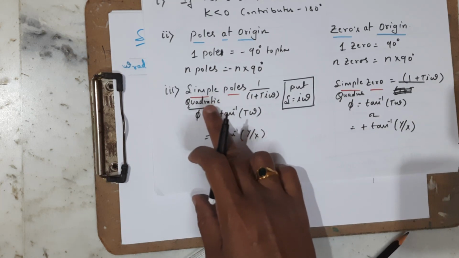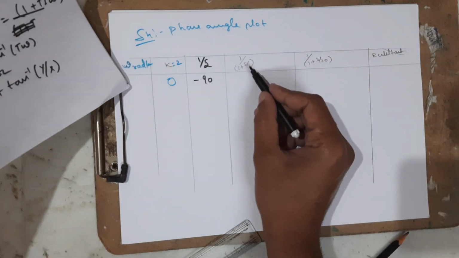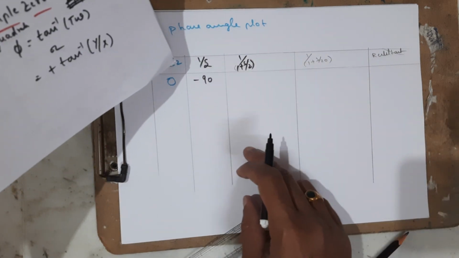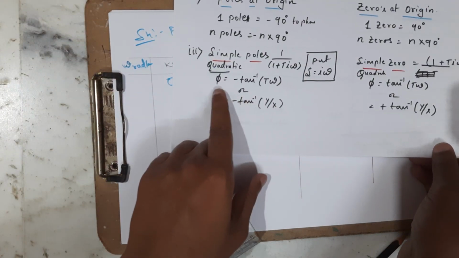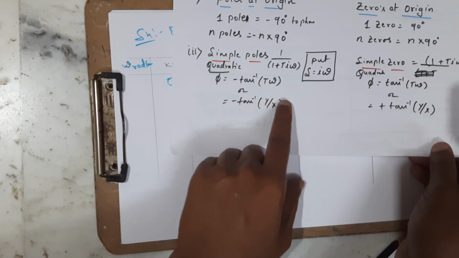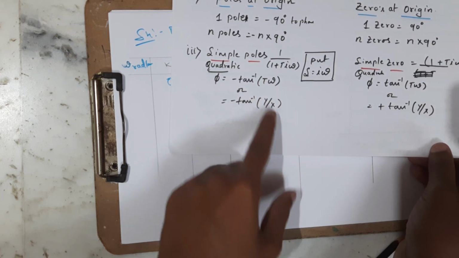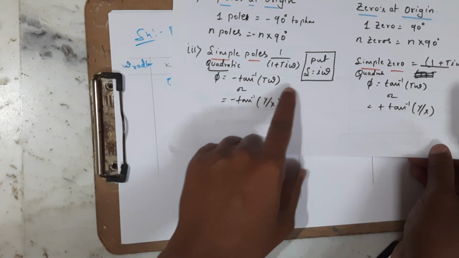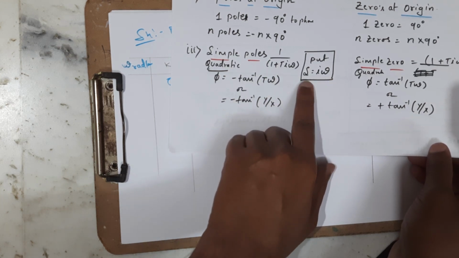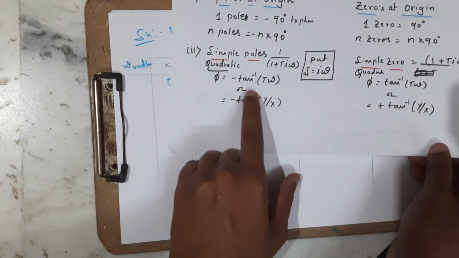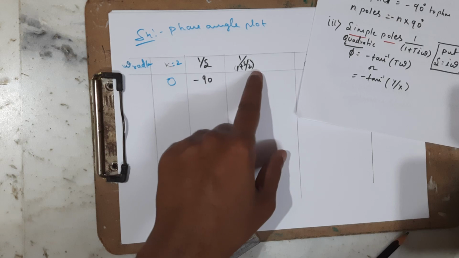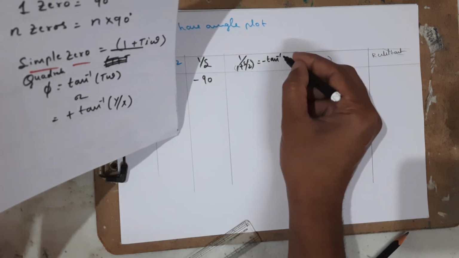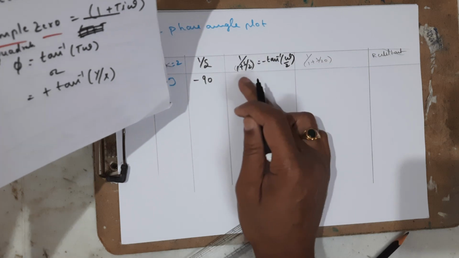Next we have simple poles. The first simple pole is 1 by 1 plus s by 2. What is the contribution of this? It is going to contribute minus tan inverse of T omega. This is a complex number, so we can find the phase angle as tan inverse of y by x. We write j omega instead of s. So for 1 plus s by 2, the contribution will be minus tan inverse of omega by 2.